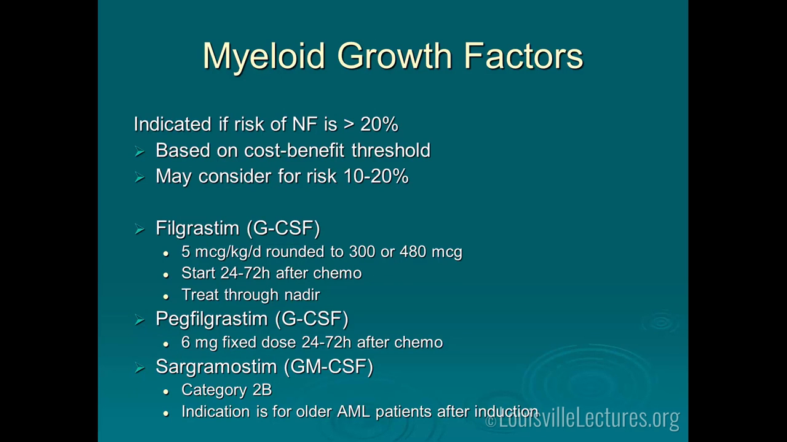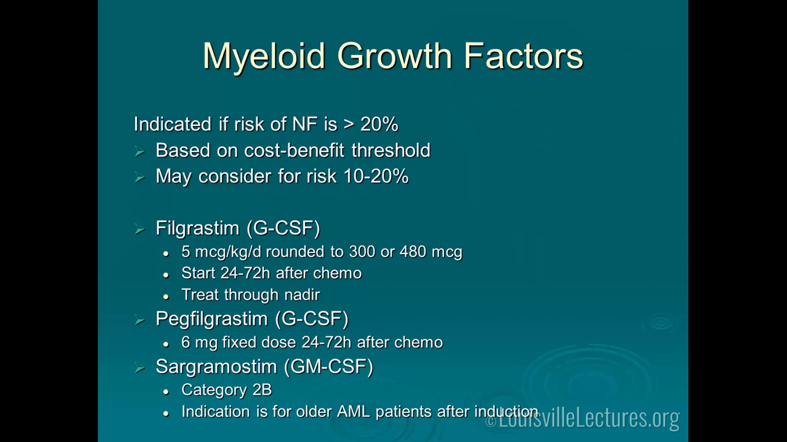So filgrastim is typically dosed at 5 micrograms per kilogram per day. It comes in 300 or 480 microgram vials. We don't give it before the chemo, because otherwise you're going to trigger the cells to grow, then you're going to kill them. Well, you might hurt good blood cells that way. So we give it 24 to 72 hours after the chemo, and we treat them through where they get low. You don't want to give this when they get low. You're not really helping them at that point.